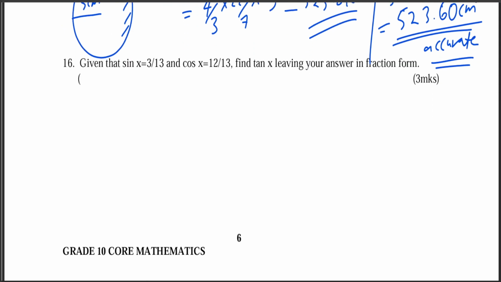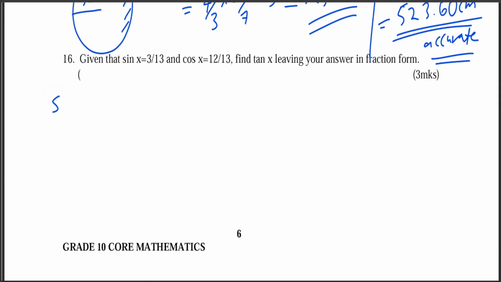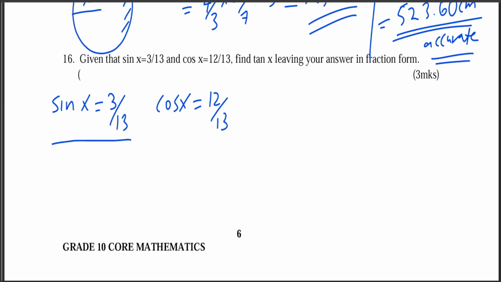So, question 16, given that sine x is equal to 3/13, cos x is equal to 12/13, find tan x, leaving your answer in fraction form. Everything is given. So what was the use? I don't even understand. Even if you were given just one, I think it would be enough. I think it's because students are used to being spoon fed, everything is to be fed to them. But I think even if given one it is enough, the second is not necessary.